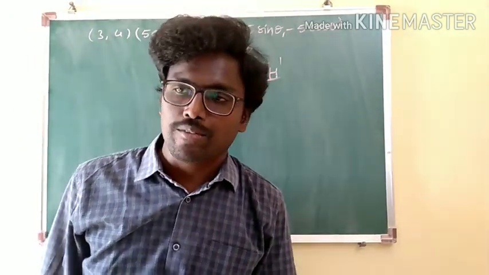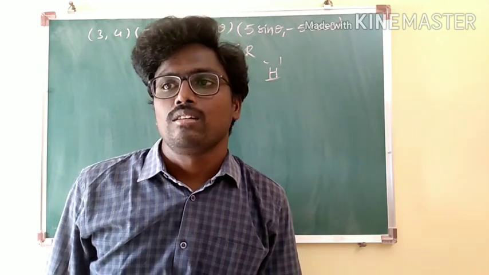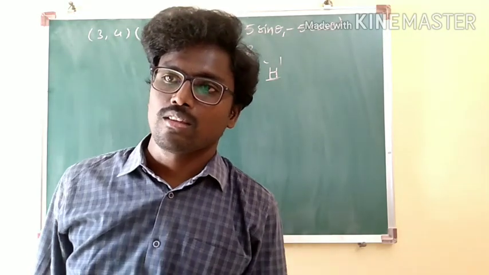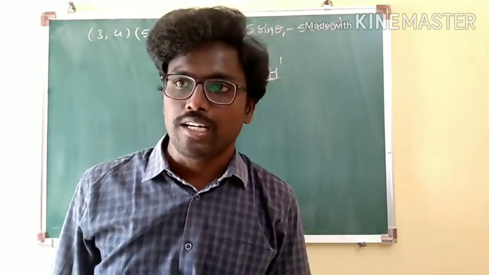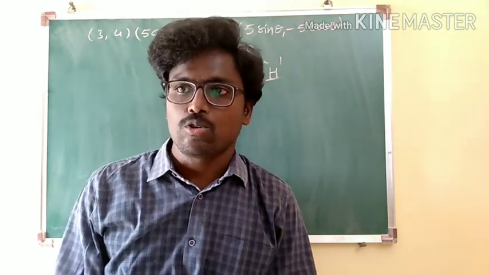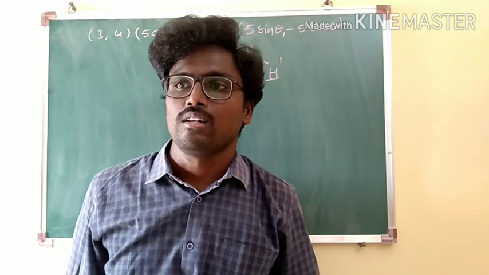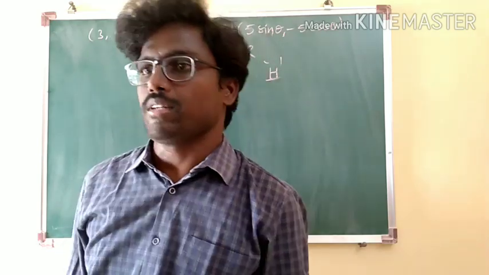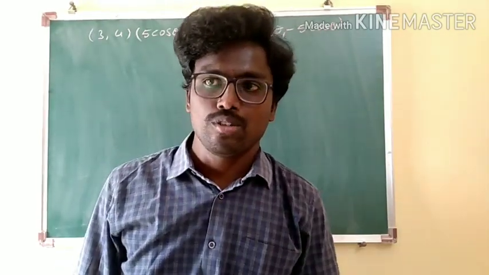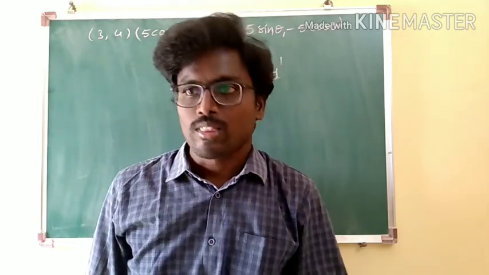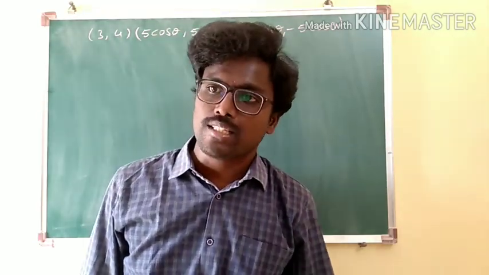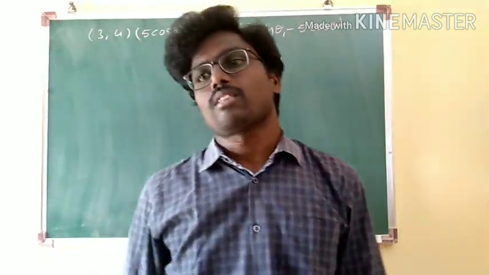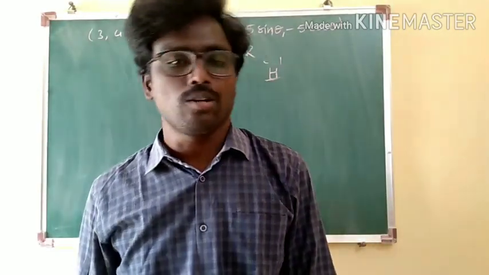Option 1: x square plus y square plus 6x plus 8y minus 25 equal to 0. And second option: x square plus y square minus 6x minus 8y plus 25 equal to 0.